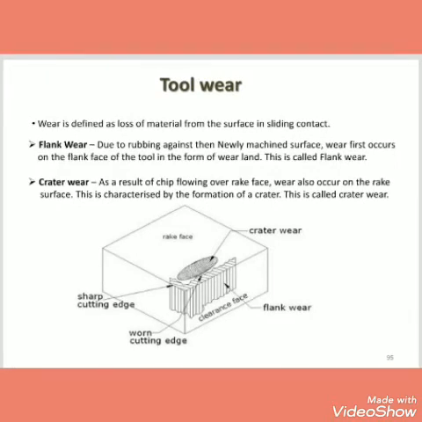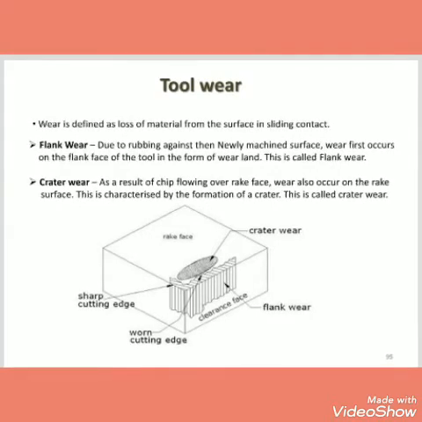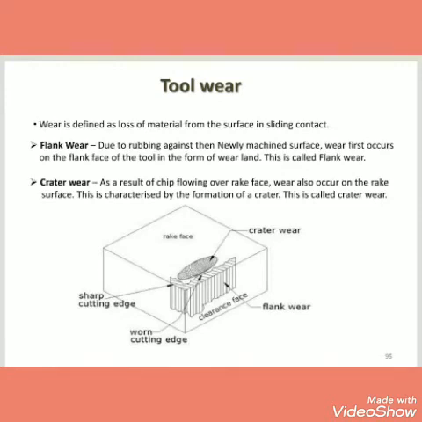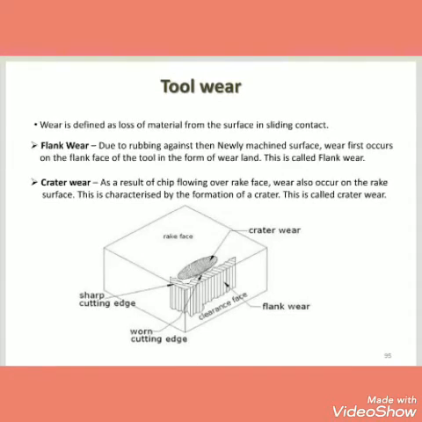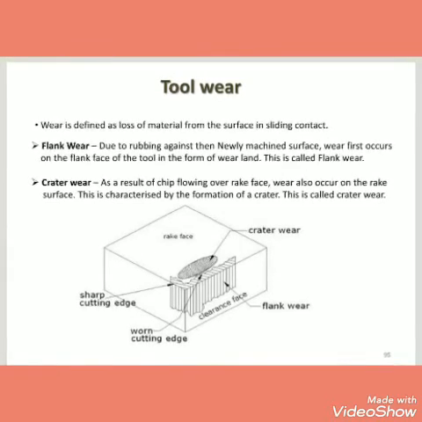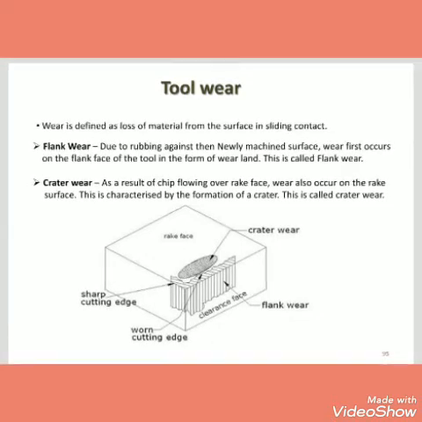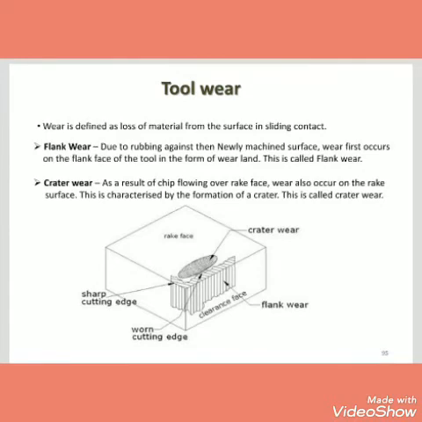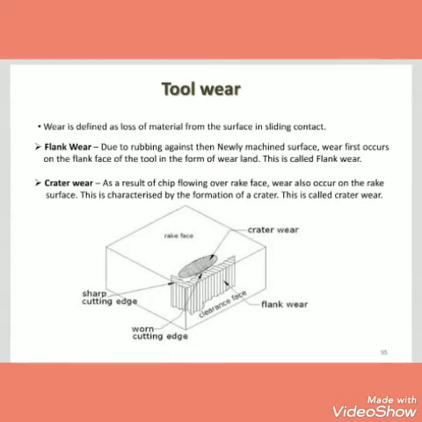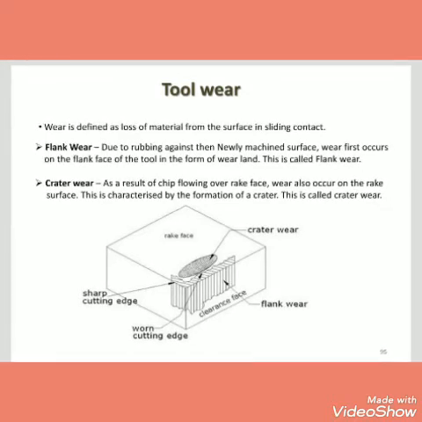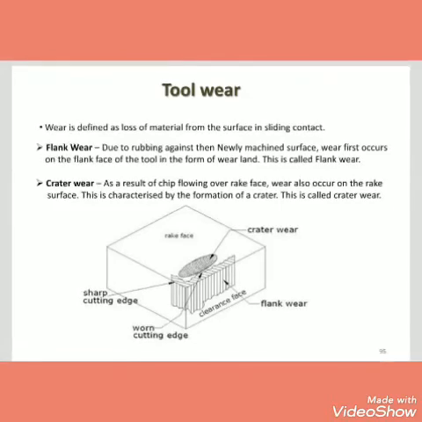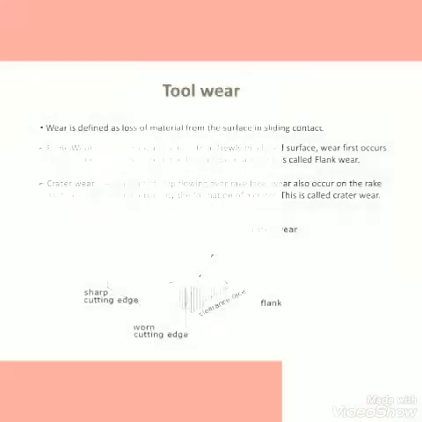And next one is tool wear. There are only two types, flank wear and crater wear. The flank wear is due to rubbing against the newly machined surface, which first occurs on the flank face of the tool in the form of a wear land. This is called the flank wear. The crater wear is a result of the chip flowing over the rake surface, and also occurs on the rake surface. This is characterized by the formation of a crater. This is called the crater wear.